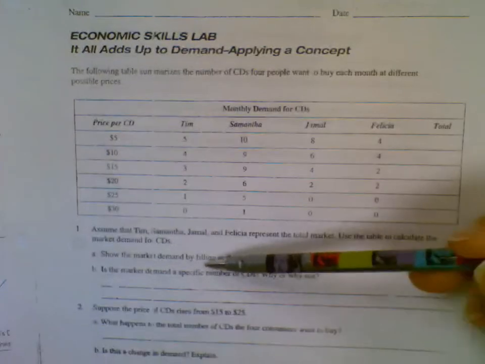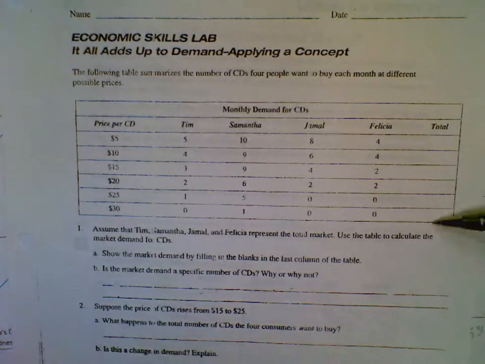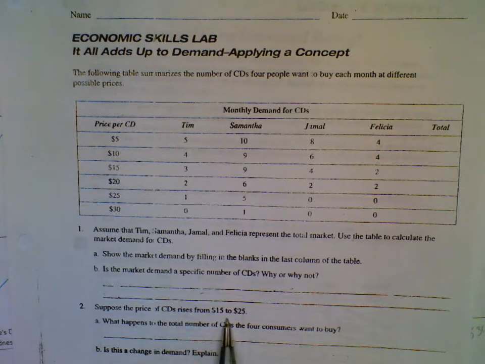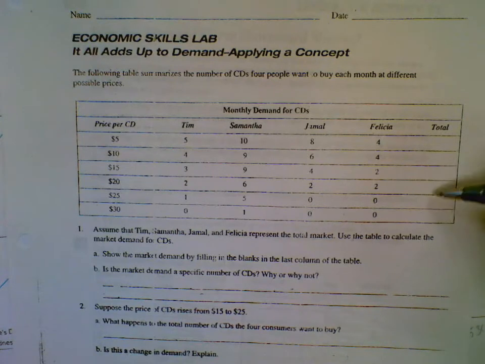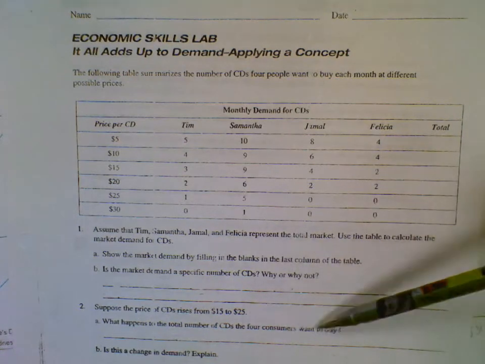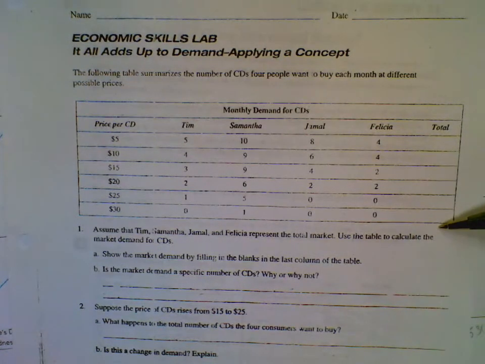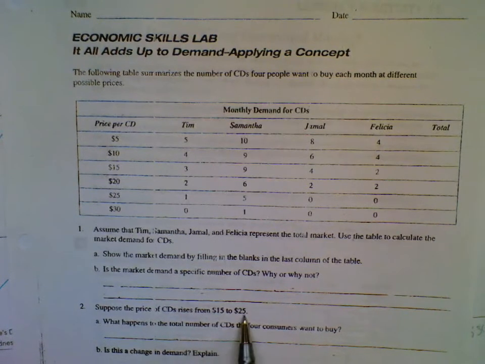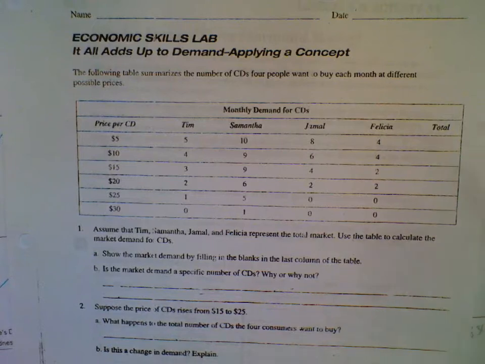Is the market demand a specific number? No, it is the whole entire curve. It is all of the various prices and quantities that we are willing and able to purchase. Suppose the price of CDs rises from $15 to $25. When we go from 15 to 25, you should notice that the quantity is going down. What happens to the total number of CDs the 4 consumers want to buy? It is going to decrease. Is this a change in demand? The answer is absolutely not. All we have done is changed the price. The price does not change demand. The only thing we have done is change the quantity.